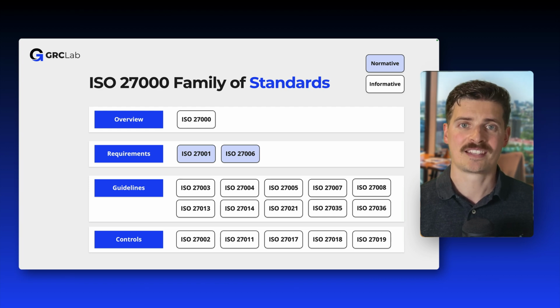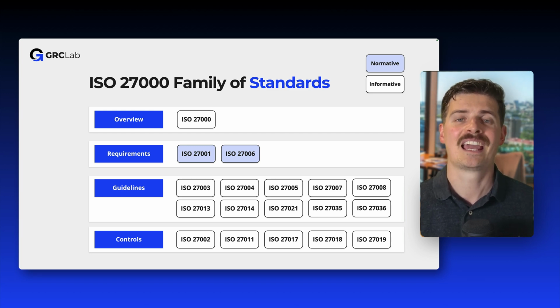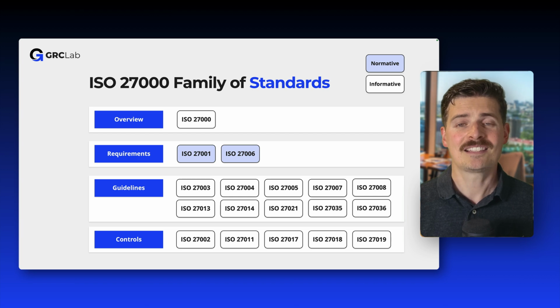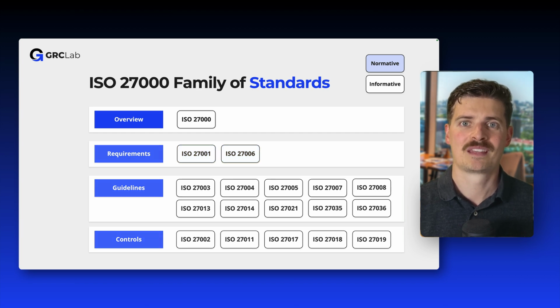Now, please note the distinction between normative and informative standards. Only normative standards can be audited for compliance. This allows organizations to get certified and demonstrate their compliance to outsiders. The requirement standards are normative. Everything else is purely informative. Let's start with the overview category. This is where ISO 27000 sits.